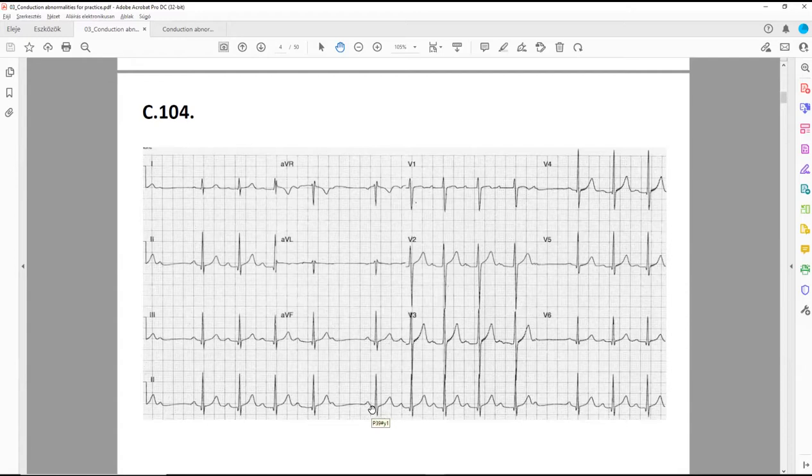Correct. What is the axis? Have you calculated the axis? Maybe I forgot about it, but I didn't hear it. Oh, I said it's a normal axis. Okay, that's good. And the QRS is narrow, so there's no intraventricular conduction abnormality. Good, very good. Thank you.